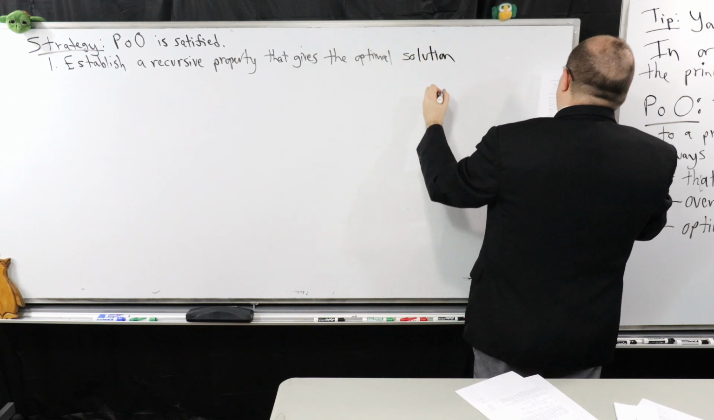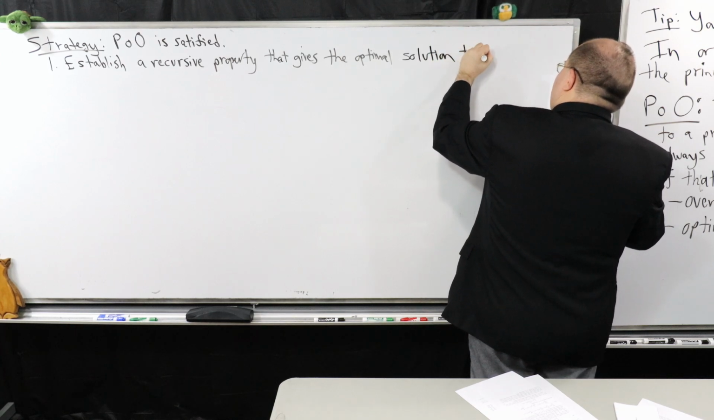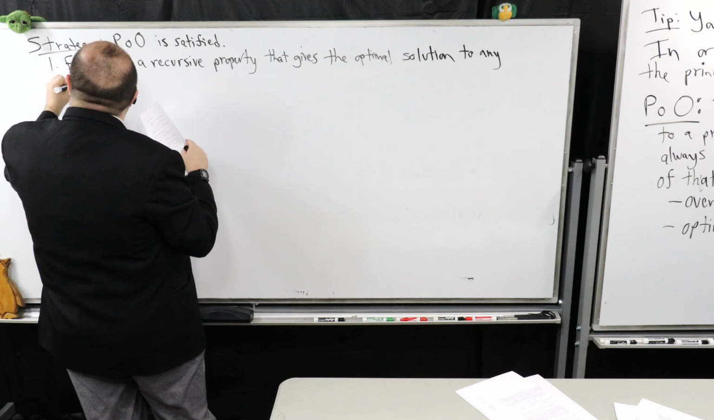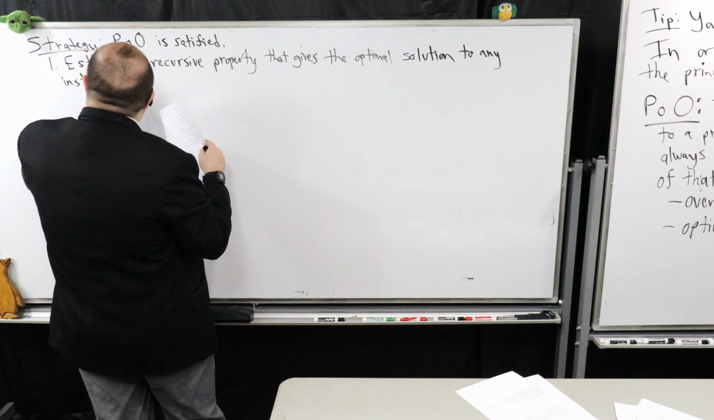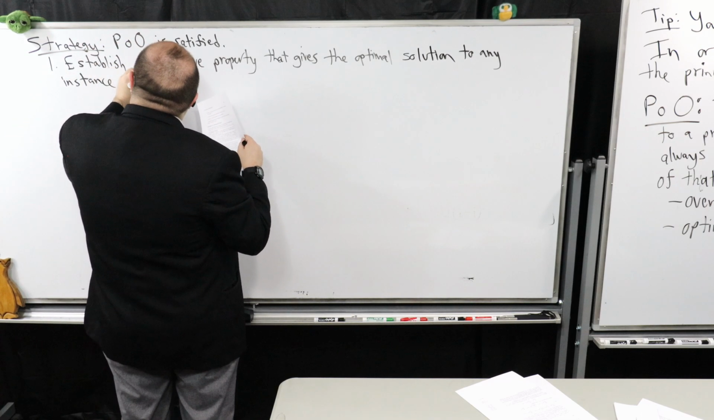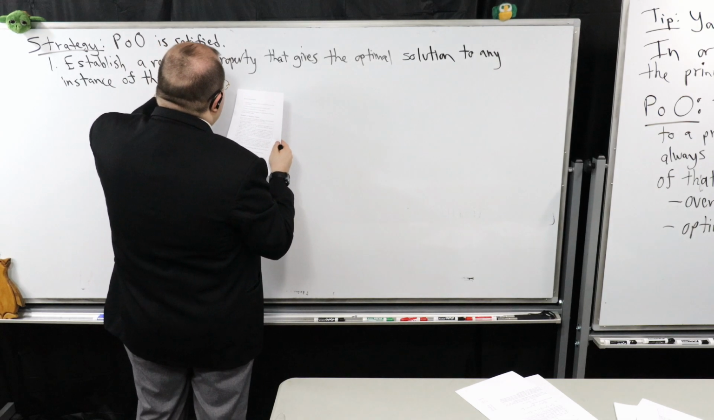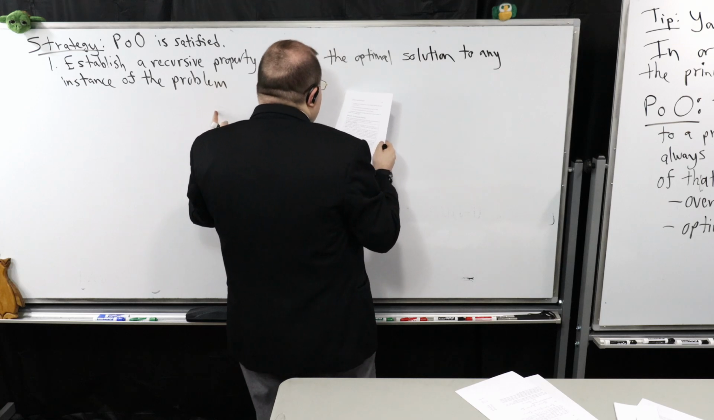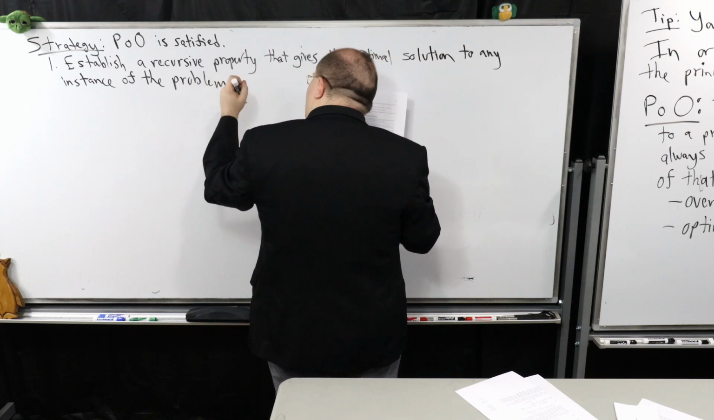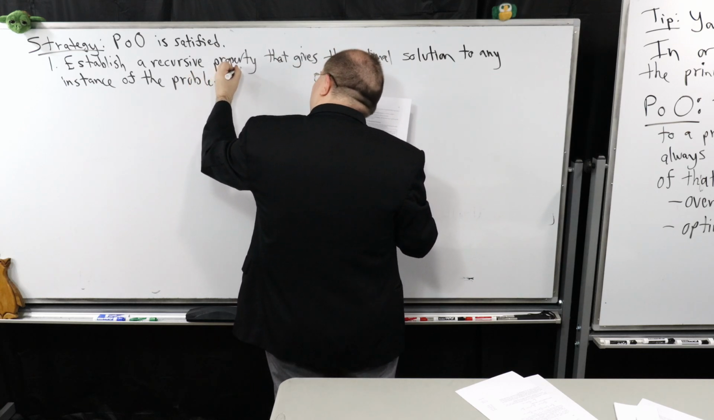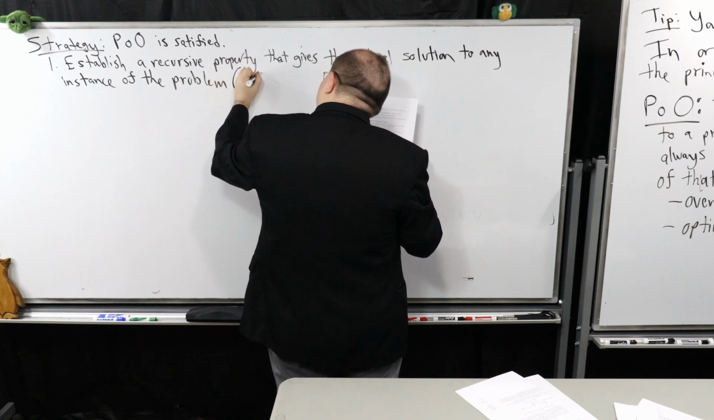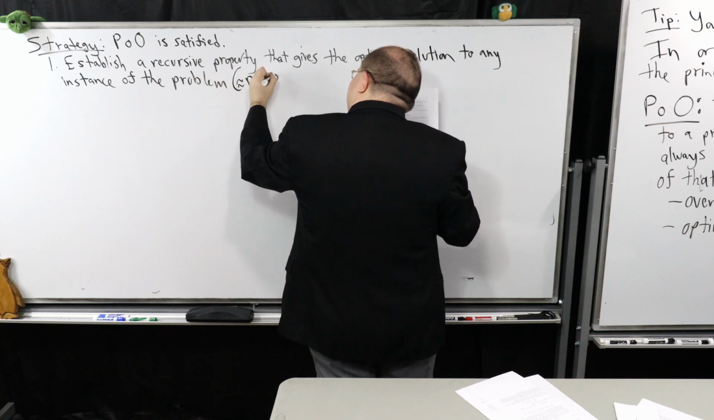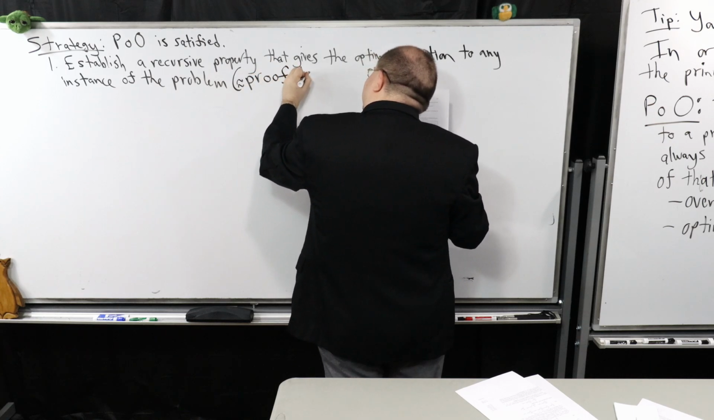Gives the optimal solution to any instance of the problem. Now, I'll give you a big tip with number one. This usually comes from the proof. Usually, I'll approximately say that the proof tells you this.